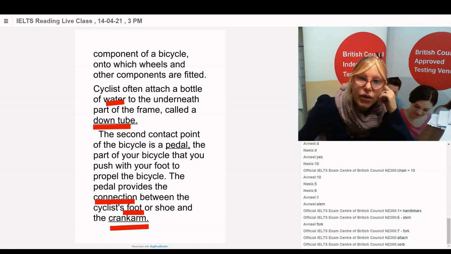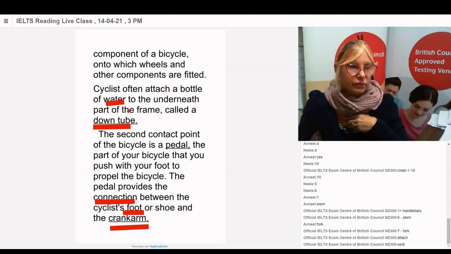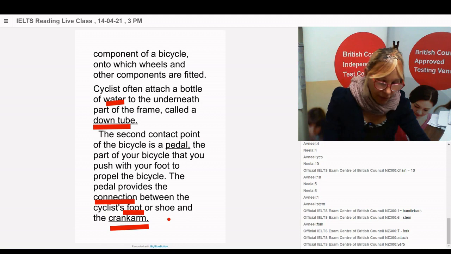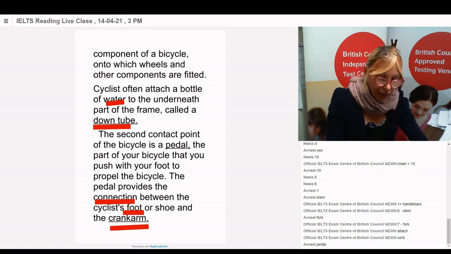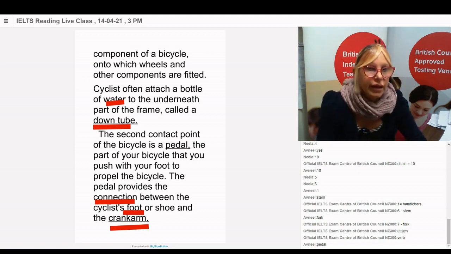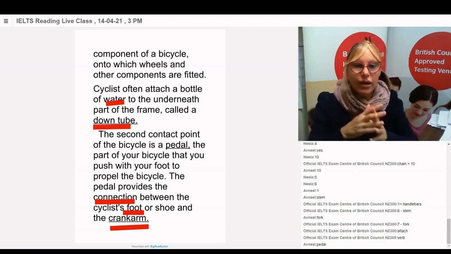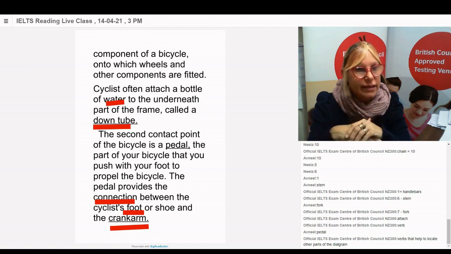Can you find any other words here on this page? Remember we're looking for verbs that help to locate other parts of the diagram. We've looked at attach. Now we're going to find another verb or a word that can help us to identify location.